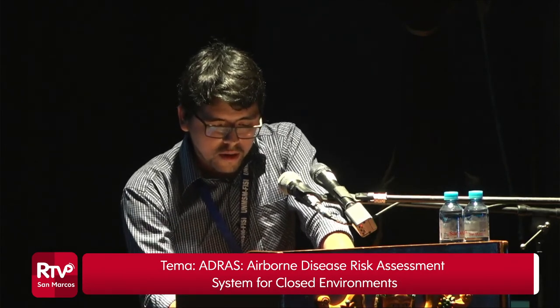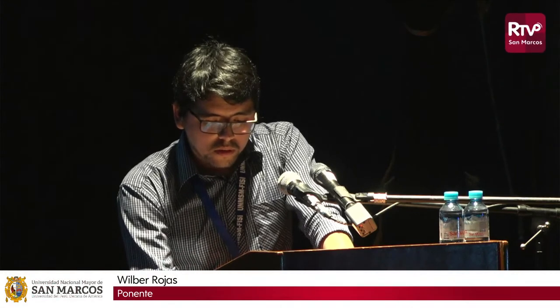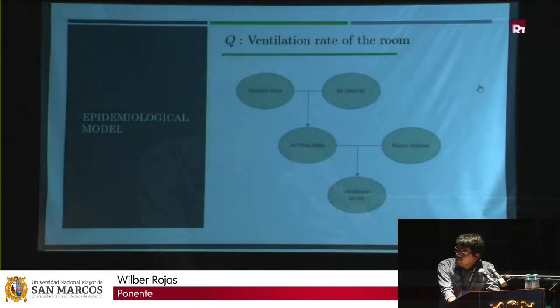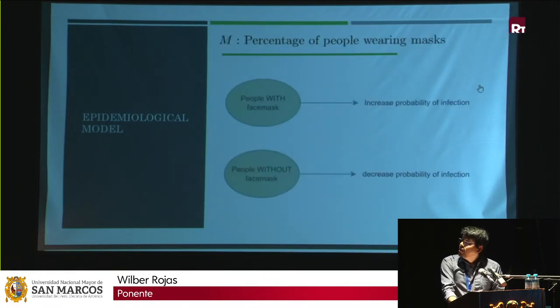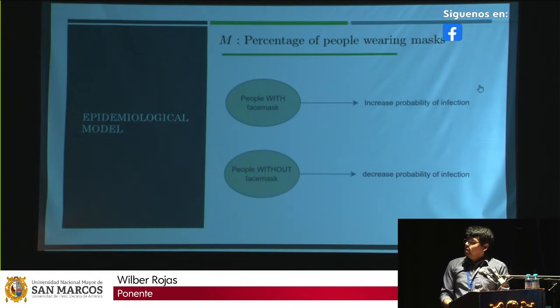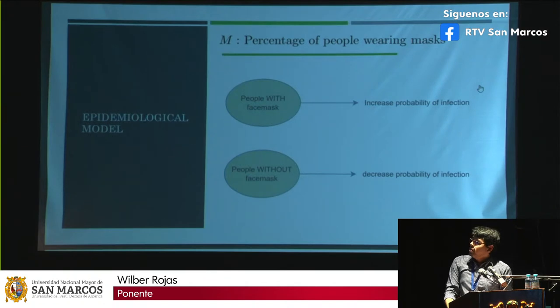The ventilation rate of a room has to be calculated because each room is different. So we take into account the air velocity and the window area to determine the airflow rate. And with the room volume, we get the ventilation rate in ACH, which is air change per hour. And the percentage of people wearing masks: we know that the probability of getting infected decreases if people wear masks and increases when people don't wear masks.